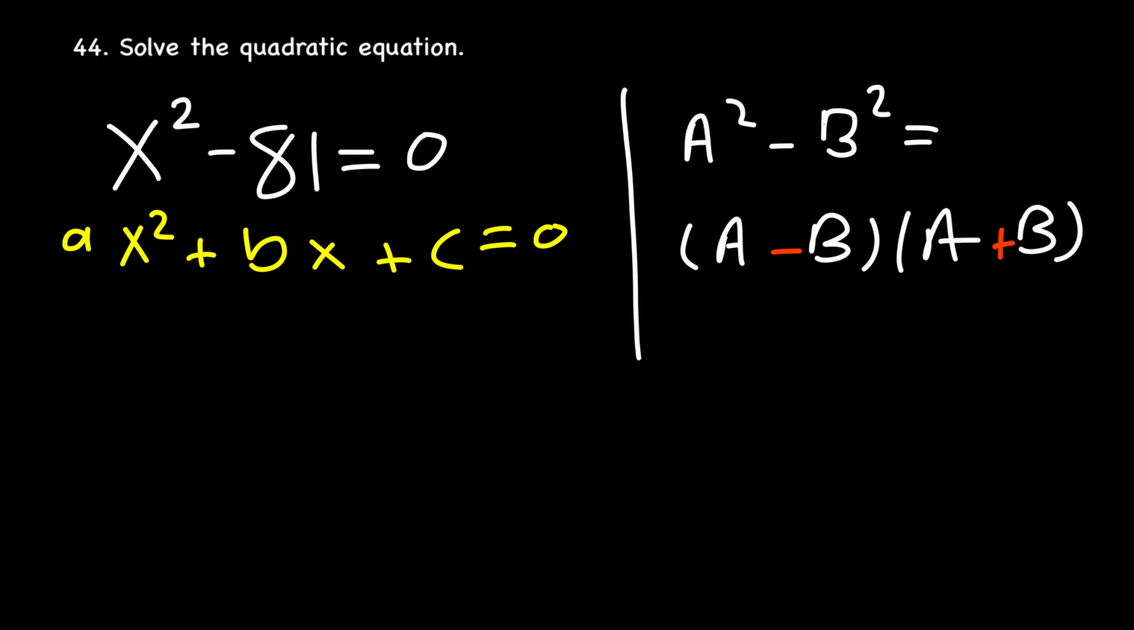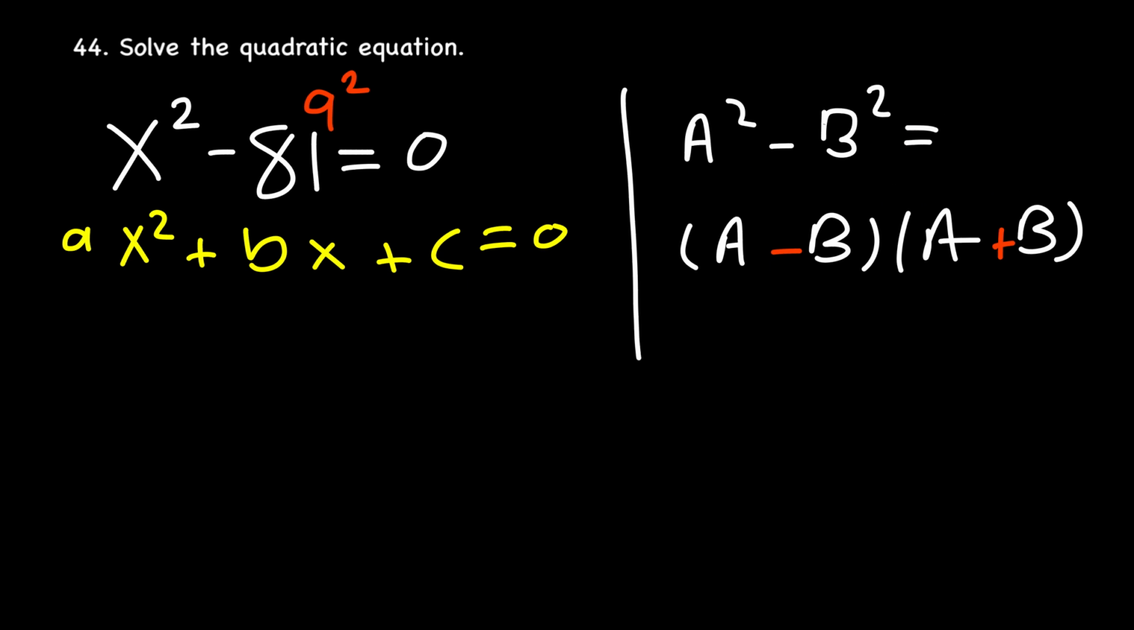Let us go back to our question. We see here we have x squared minus 81. So basically 81 is what? 81 is 9 to the power of 2, right? So it is a difference between two squares. This is square minus this is square. We can simply apply our difference of two squares rule.